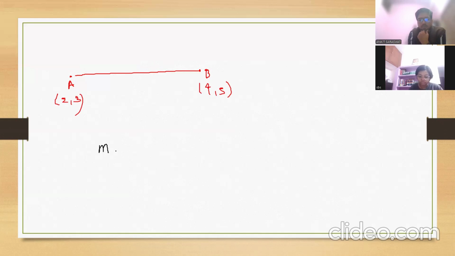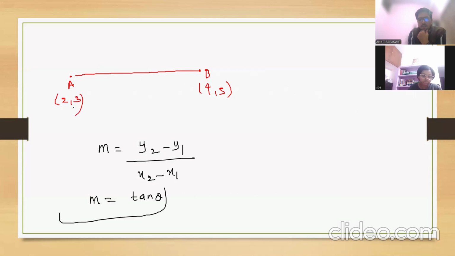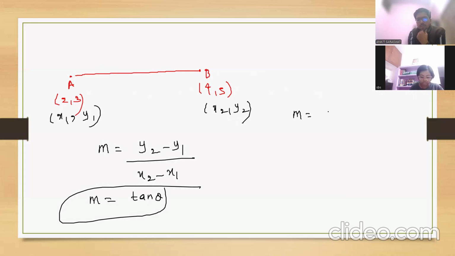Slope means m. Write down the formula: y2 minus y1 divided by x2 minus x1. It's one slope formula. One more formula: how much angle it is forming with the x-axis? Tan theta. If you take x1, y1 here, then take x2, y2 here, anywhere you can take. Then what is the slope of this line? y2 minus y1, y2 is 5 minus y1 is 3, over x2 minus x1. So the slope will be 2 by 2, that is 1.